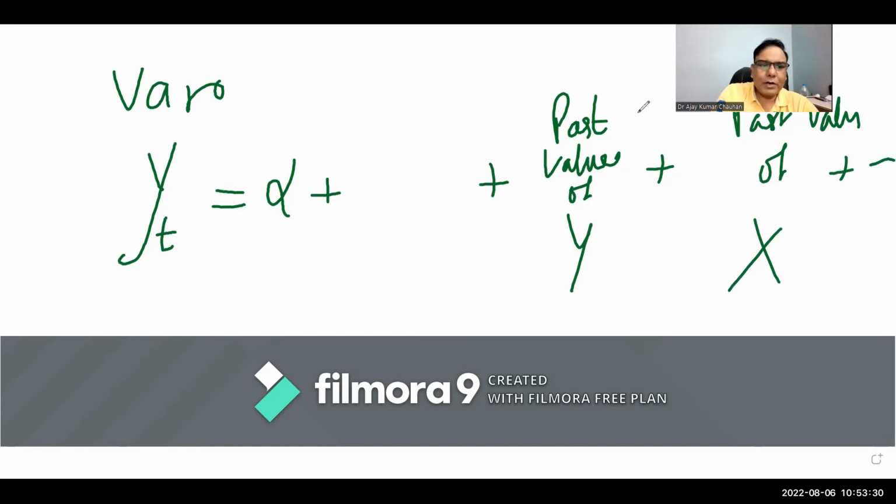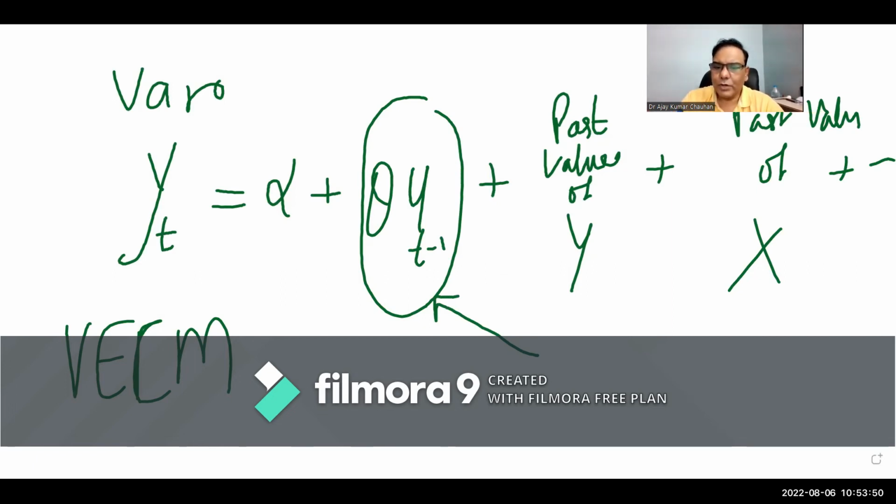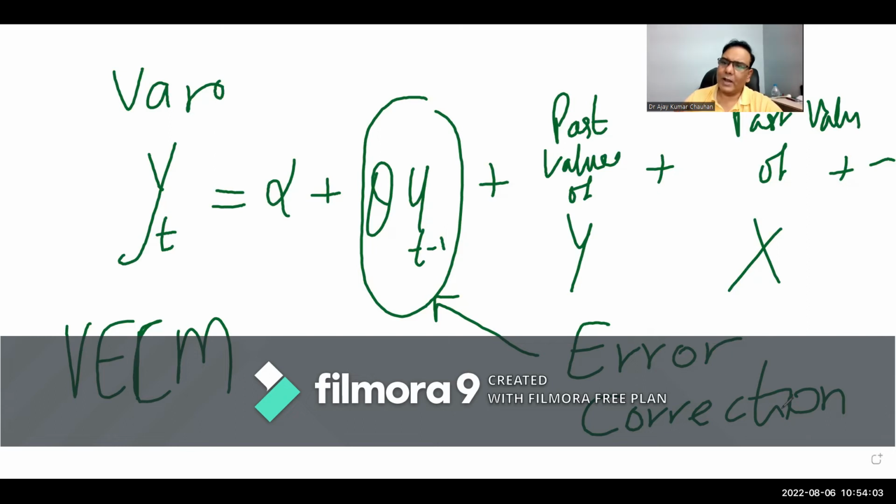Now to make it VECM, we are making a new addition. That is theta1 into ut minus 1. So this new addition in the vector auto regression model is known as error correction. So we can simply say that when we add the concept of error correction in VAR, it is called the vector error correction model. So what is VECM? VECM is the extension of VAR with a new addition, which is known as the error correction mechanism.